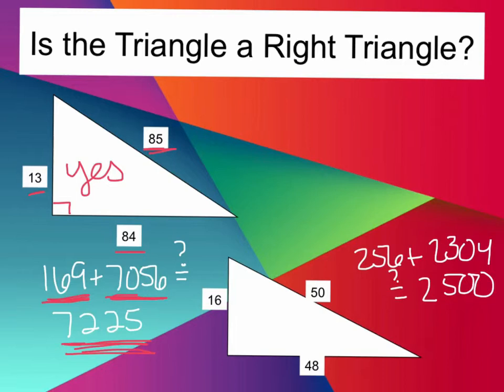And now let's take a look at the second triangle. Does 16 squared, which is 256, added to 48 squared, which is 2,304, equal 2,500, which is 50 squared? The answer is no. So this is not a right triangle, but it could be an acute triangle or an obtuse triangle. So let's see how we can apply the converse of the Pythagorean theorem further.